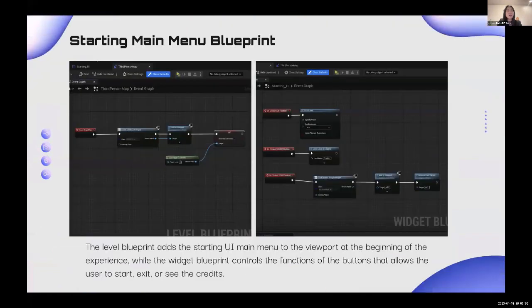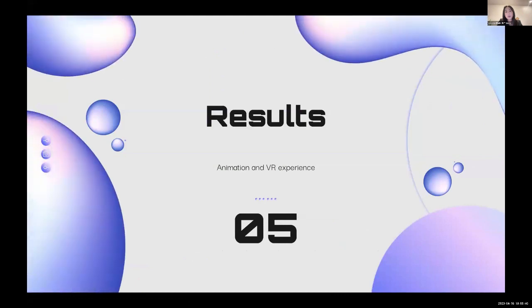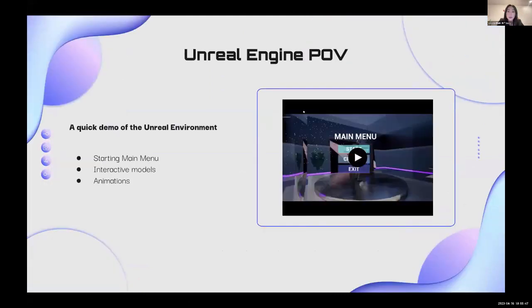And here are the blueprints I made. This is the blueprint that shows the starting main menu, as well as the box collision to start an animation. And finally, here is a result of how it looks.